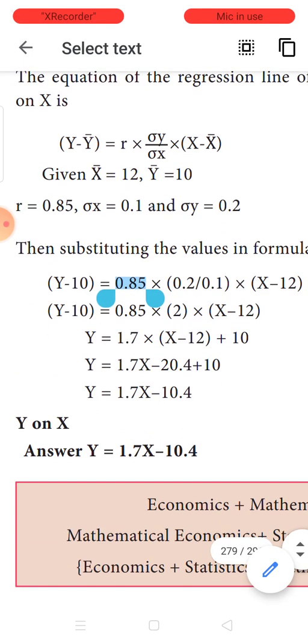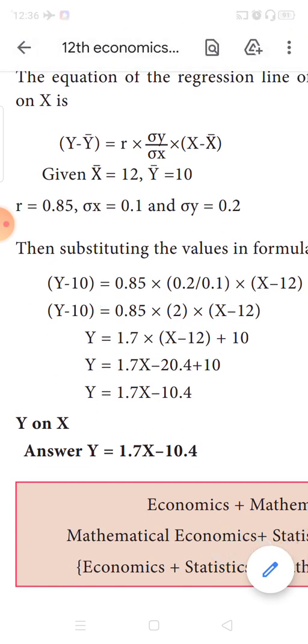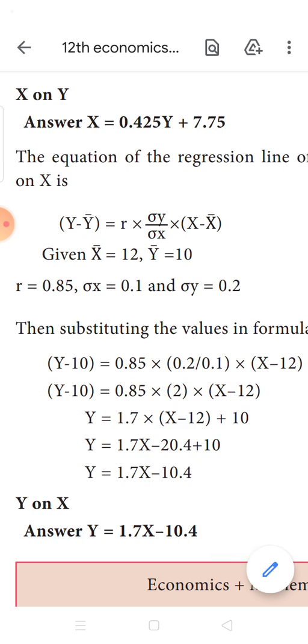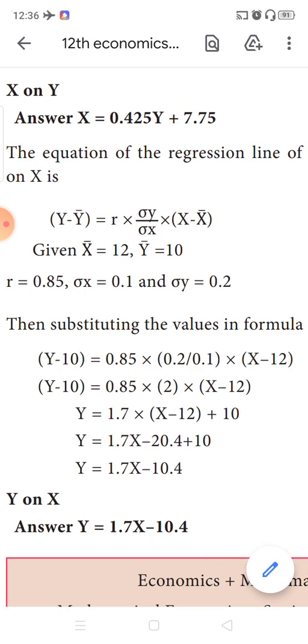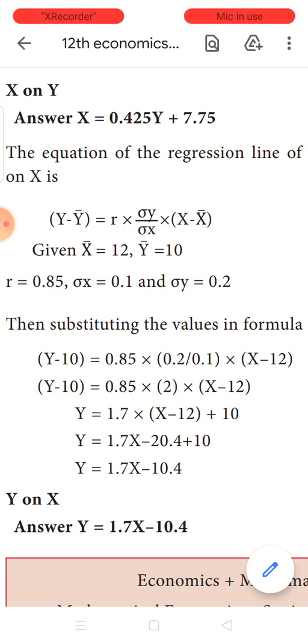Now, when I substitute, I do not know the value of y. Because it is an equation, we have to find y in respect of x. Now, y, write it as such. Y bar is given to be 10. Y minus 10 is equal to, the value of r is given to be 0.85. Write that into the value of sigma y, 0.2, divided by the value of sigma x, 0.1, multiply into x. We do not know the value of x. X bar is given to be 12.